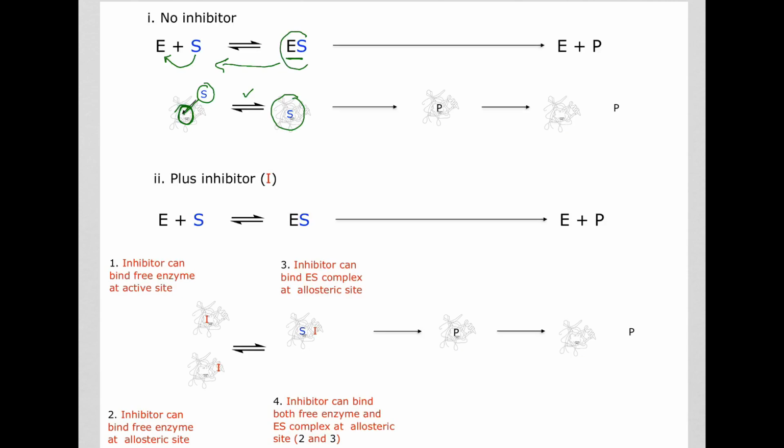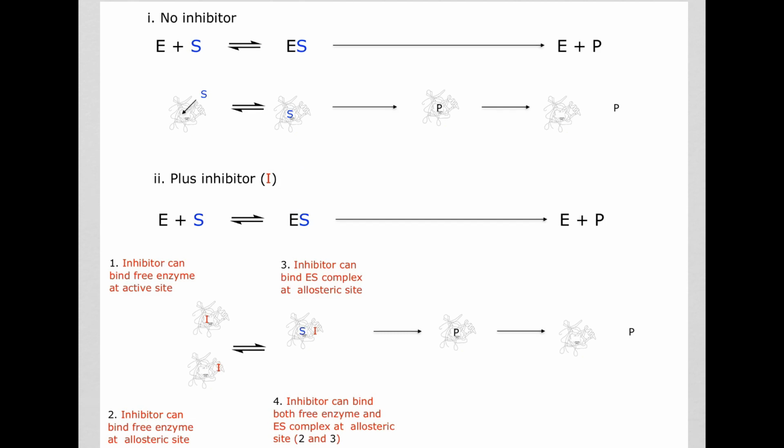Once the enzyme substrate complex is formed, now the substrate will be converted into the product. This is an irreversible step, and the product will eventually diffuse out of the active site, and that will free up the enzyme once again, and the enzyme can go ahead and pick up another substrate molecule and catalyze another cycle of reaction. Now let's see what happens if we add an inhibitor to the enzyme that is catalyzing a reaction.